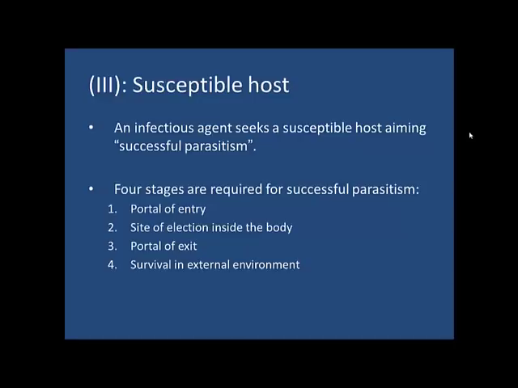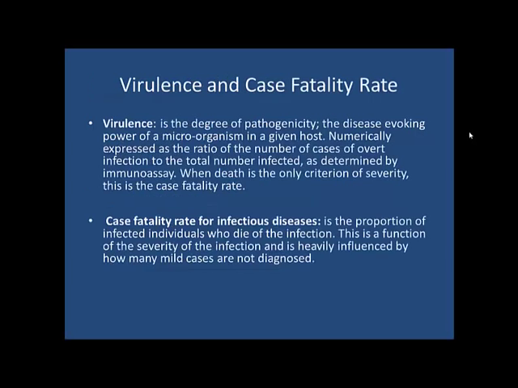There are 4 stages that are required for successful parasitism, for instance. The susceptible host typically deals more with the concept of parasites, and these are the way of entry, the site of election inside the body, the portal of exit, and the survival in the external environment. So when you're talking about a susceptible host, the host is typically dealing with more of a parasite theory of something that's going to live in the body for a long time and causes problems to the person that's infected, but also has its own life cycle within the body.